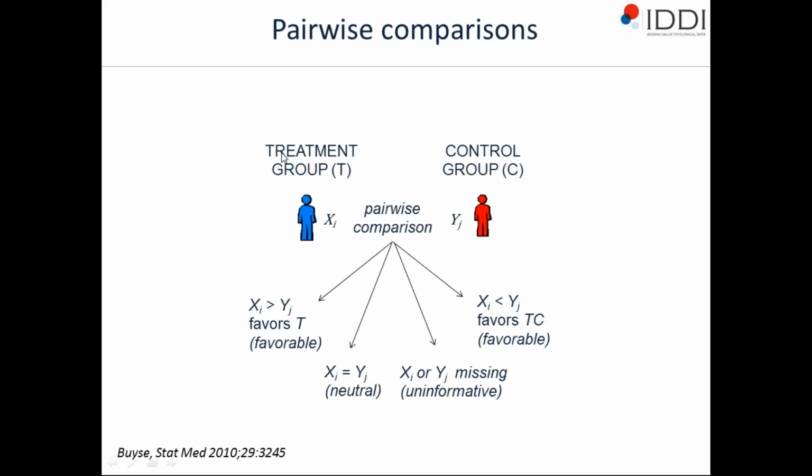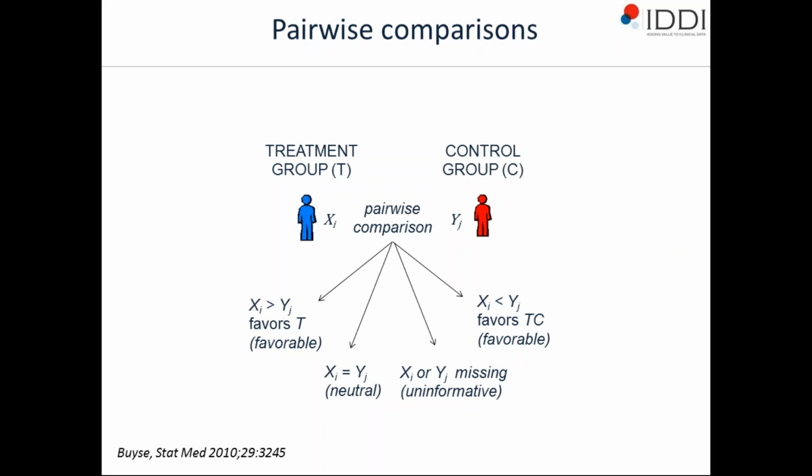How are we going to do this? Well, we're going to do pairwise comparisons. So this is very different from every other statistical approach that's been used so far, because in the standard statistical approach, we take all the patients in the treatment arm, look in a sense at the mean outcome in these patients, and then compare this mean outcome to the mean outcome of all the patients in the control arm.